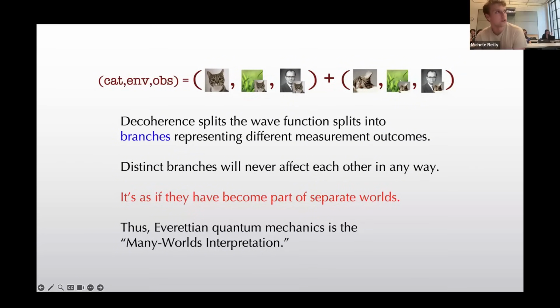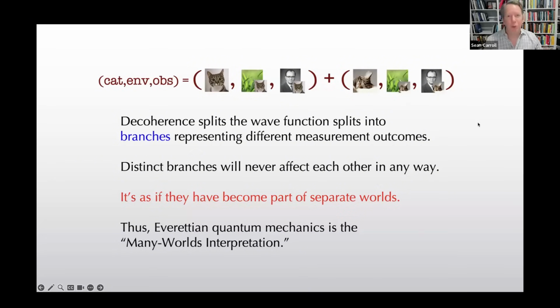So how do we know that the distinct branches will never affect each other, if you could apply some unitary where the result of that depends on both branches? Well, we know what unitary you actually do apply, namely the Hamiltonian time evolution operator, e to the minus iHt, right? And the point is that these two environment states, the one that is monitoring the cat being awake and the one that is monitoring the cat being asleep, are orthogonal in Hilbert space.